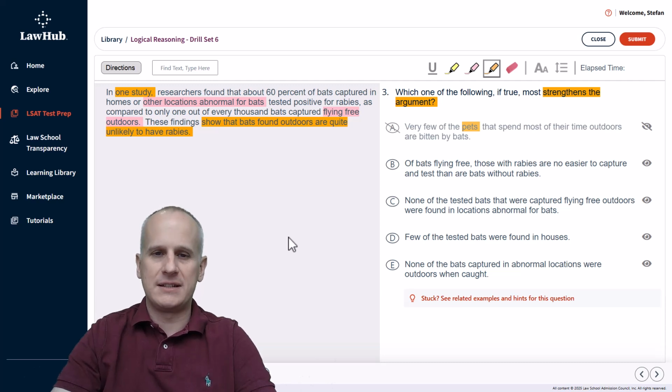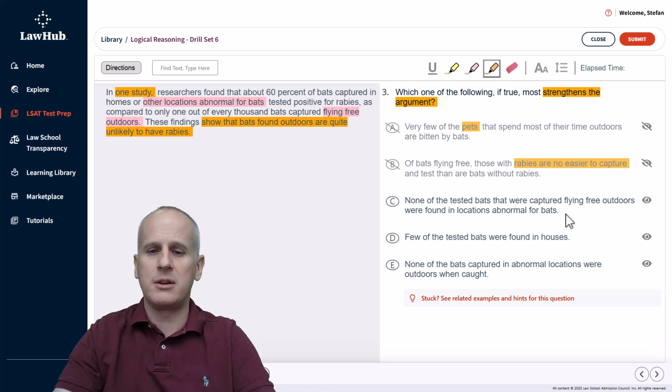Now, we have to consider what this means. So those with rabies being harder to capture and test than bats without rabies, that would actually weaken the argument, because now we've got a biased sample of the flying free outdoors. So that is going to be a reversal. We can highlight the rabies are no easier to capture as the part that actually weakens the argument, and we should be able to eliminate B as well.